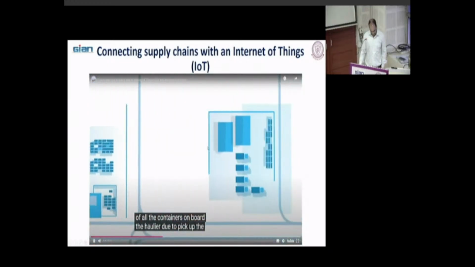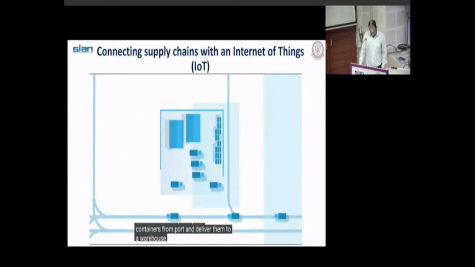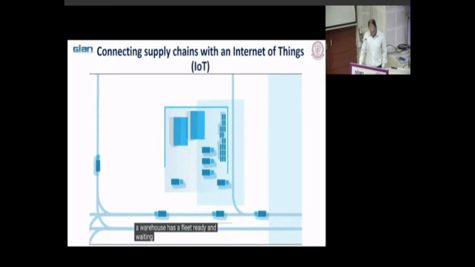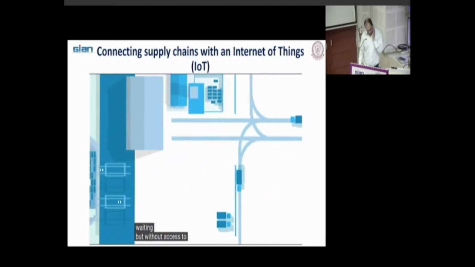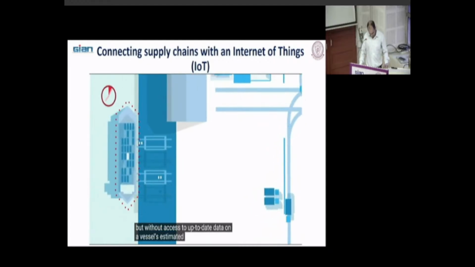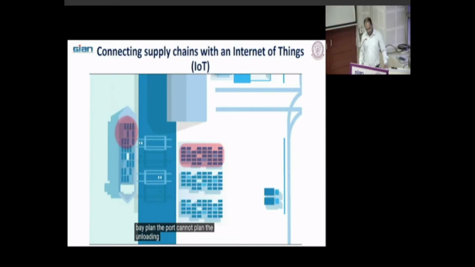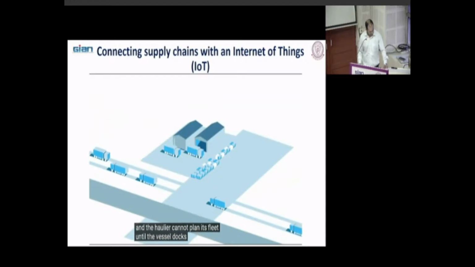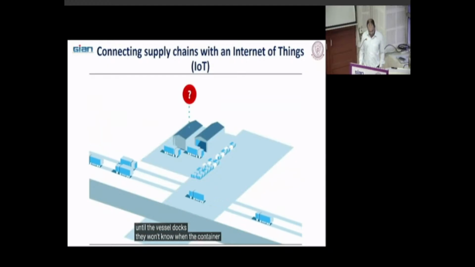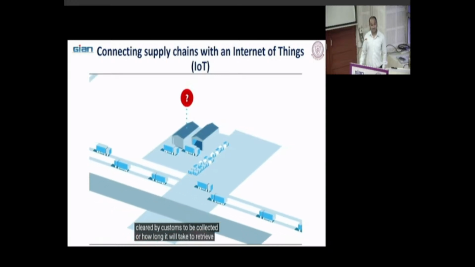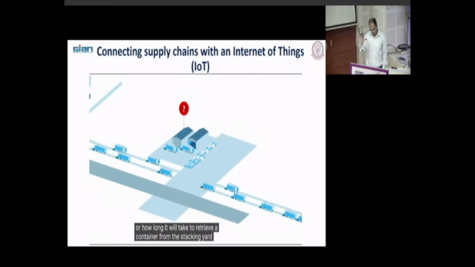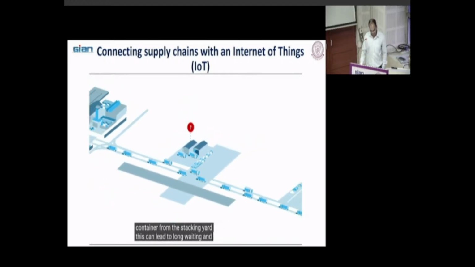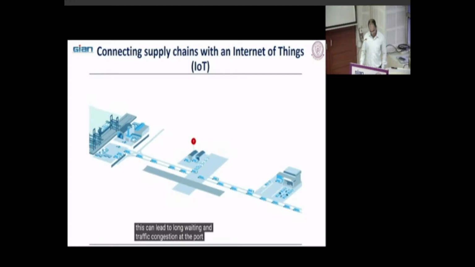The haulier, due to pick up the containers from the port and deliver them to a warehouse, has a fleet ready and waiting. But without access to up-to-date data on a vessel's estimated time of arrival and bay plan, the port cannot plan the unloading optimally, and the haulier cannot plan its fleet until the vessel docks. They won't know when the container is cleared by customs to be collected. Customs clearance is another very big thing at the port. This can lead to long waiting and traffic congestion at the port.